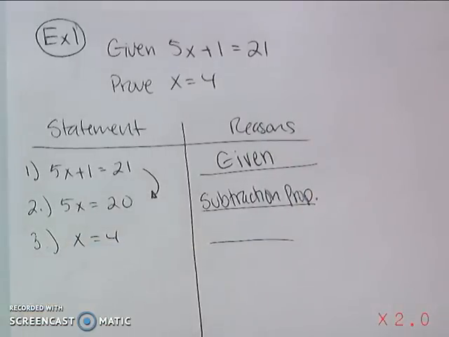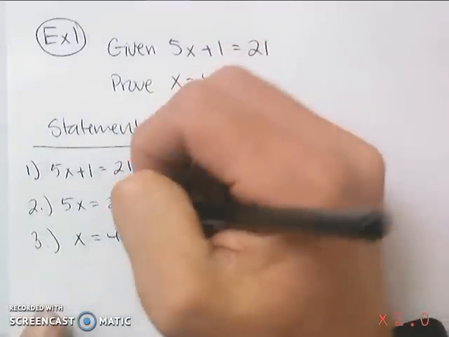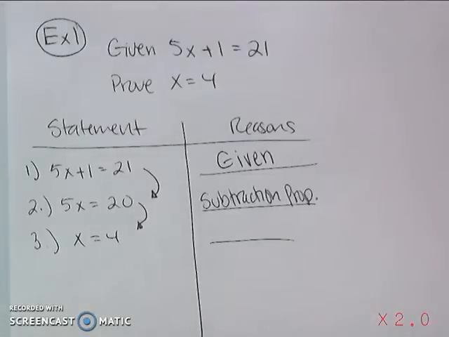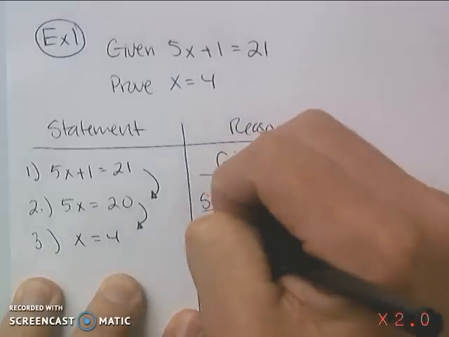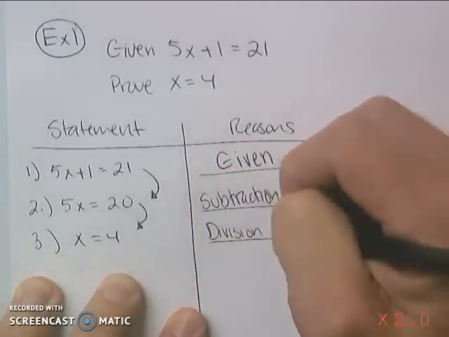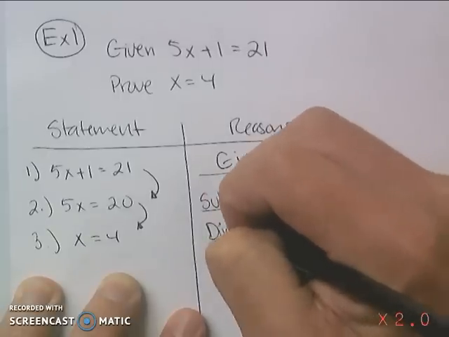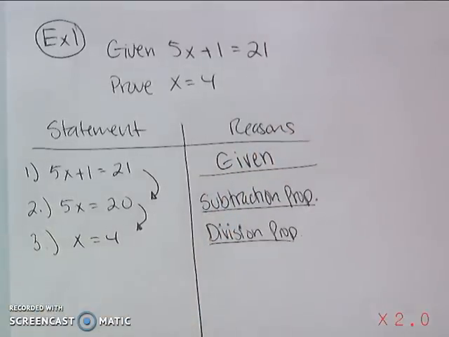Okay. Number 3, how did I go from step 2 to 3? Again, you're always saying, how am I getting from one place to the next? What's my reason? Well, I have 5x equals 20, and then all of a sudden I have x. So we're actually getting rid of the 5, and the inverse operation of multiplication is division. So we're actually dividing the 5 out. So this is actually division property. We're using basically the idea that we divided both sides by 5. And here we go, we're done. We finished our proof.